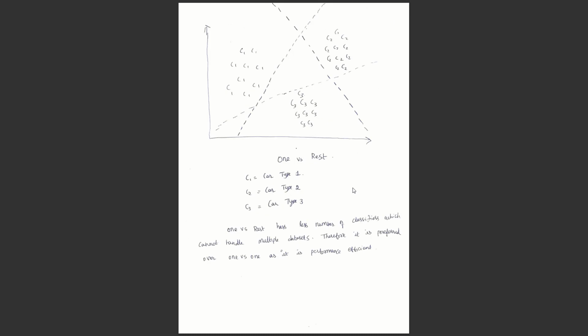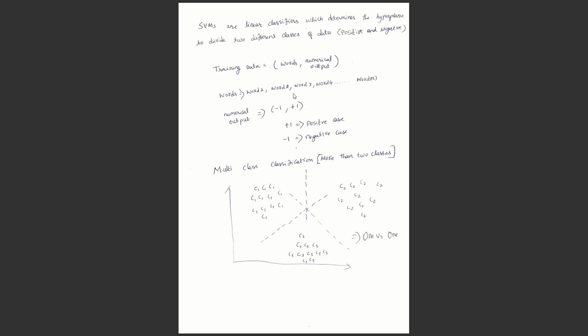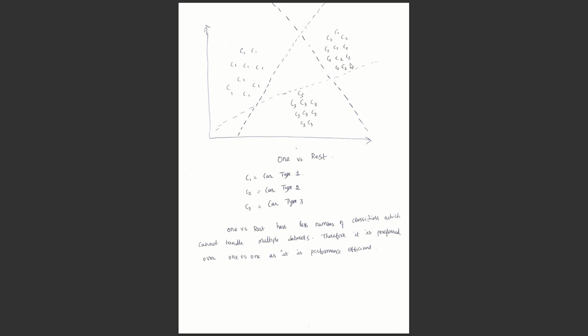The other one is one versus rest. You can see here, in this case, C1 against both the other car reviews, C3 against both, and C2 against both. So this is one versus rest. One versus rest has a smaller number of classifiers because it doesn't have to handle each of the other classes separately. You can say it is a faster approach, and therefore it is preferred over one versus one. To repeat, one versus one is only between two classes, but here it's between one class against the other two classes.